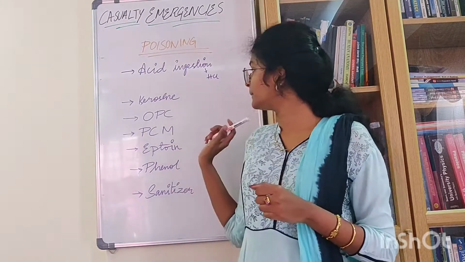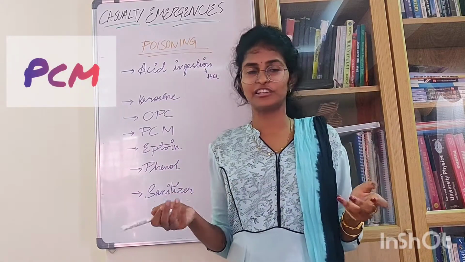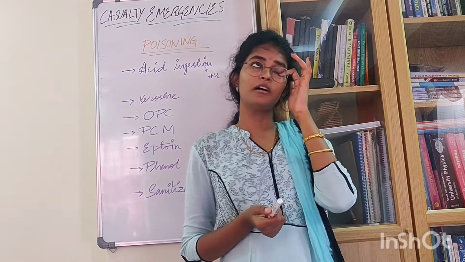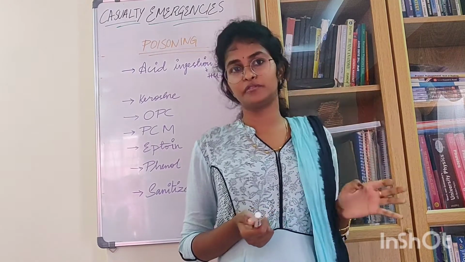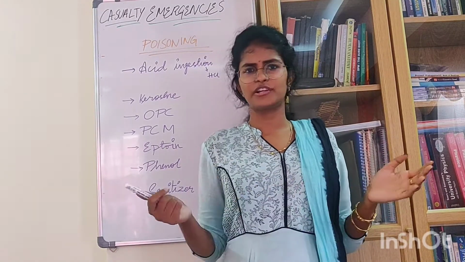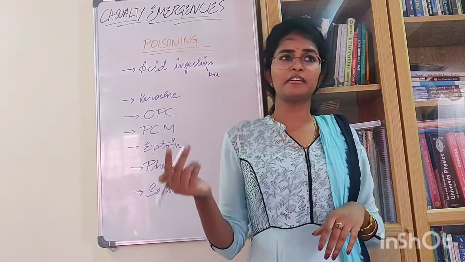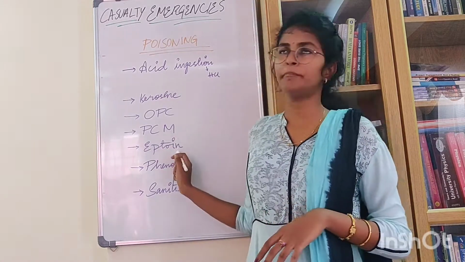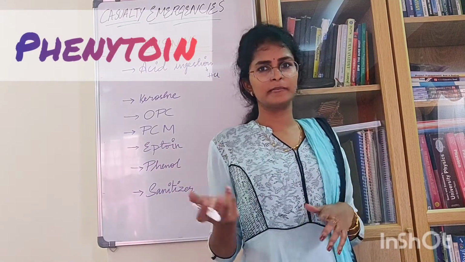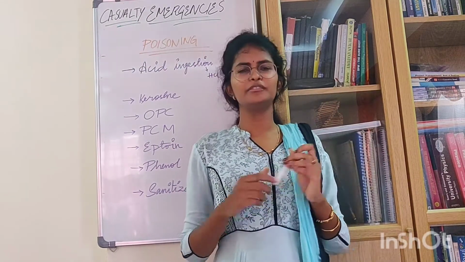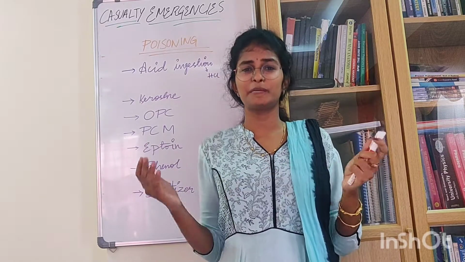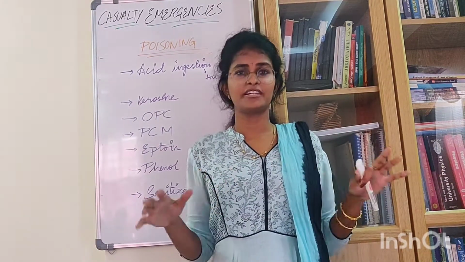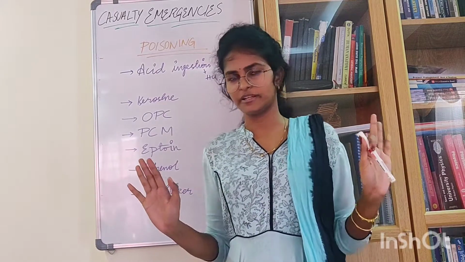Coming to PCM, that's another over-the-counter available drug. People usually take a lot of PCM, about 20 to 50 tablets, and you just do gastric lavage and symptomatic management. You do have an antidote for PCM, but we do not usually use that. Coming to Eptoin, what is Eptoin? Eptoin is nothing but phenytoin. I've seen a lot of cases of people coming with Eptoin injection, the same management: symptomatic, gastric lavage, and then check vitals and monitoring.